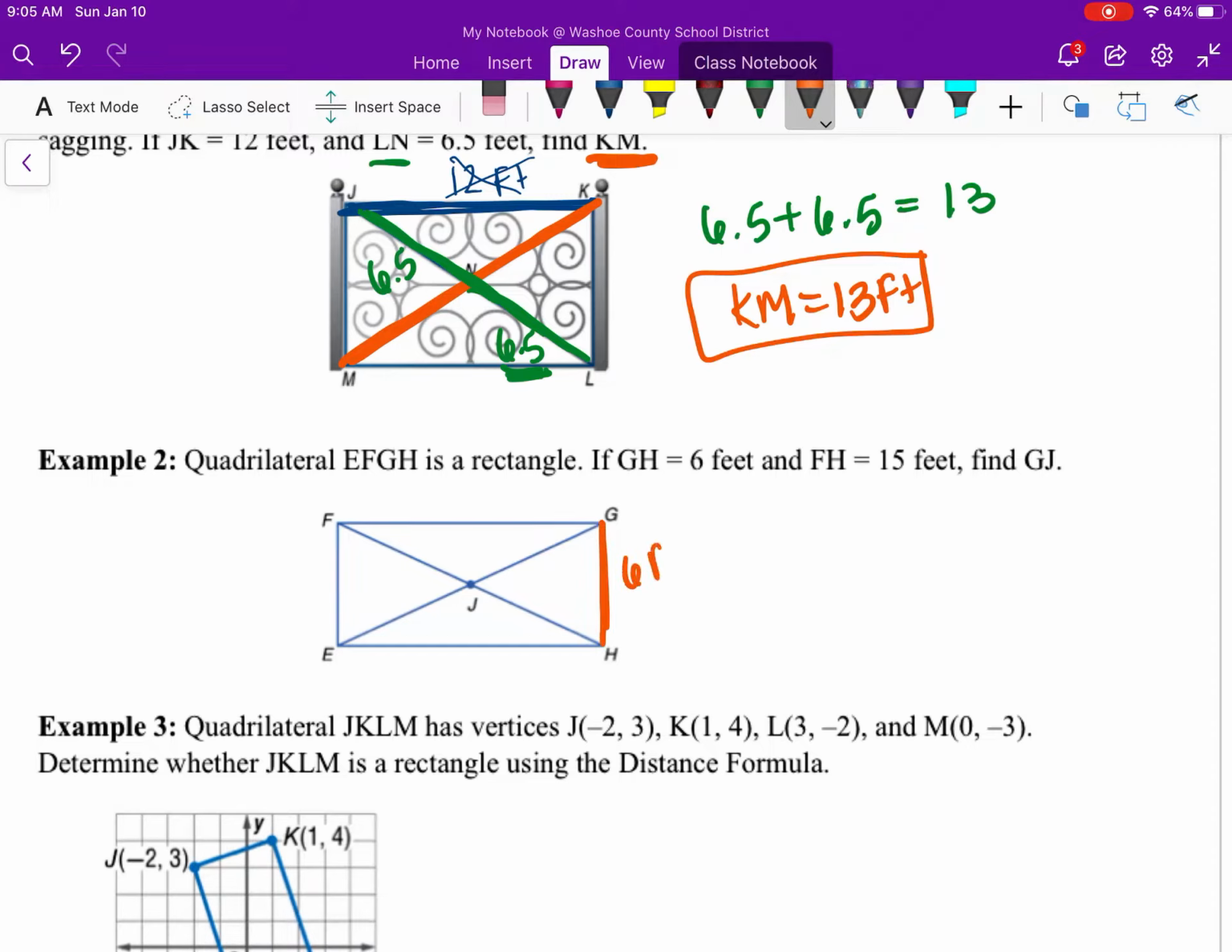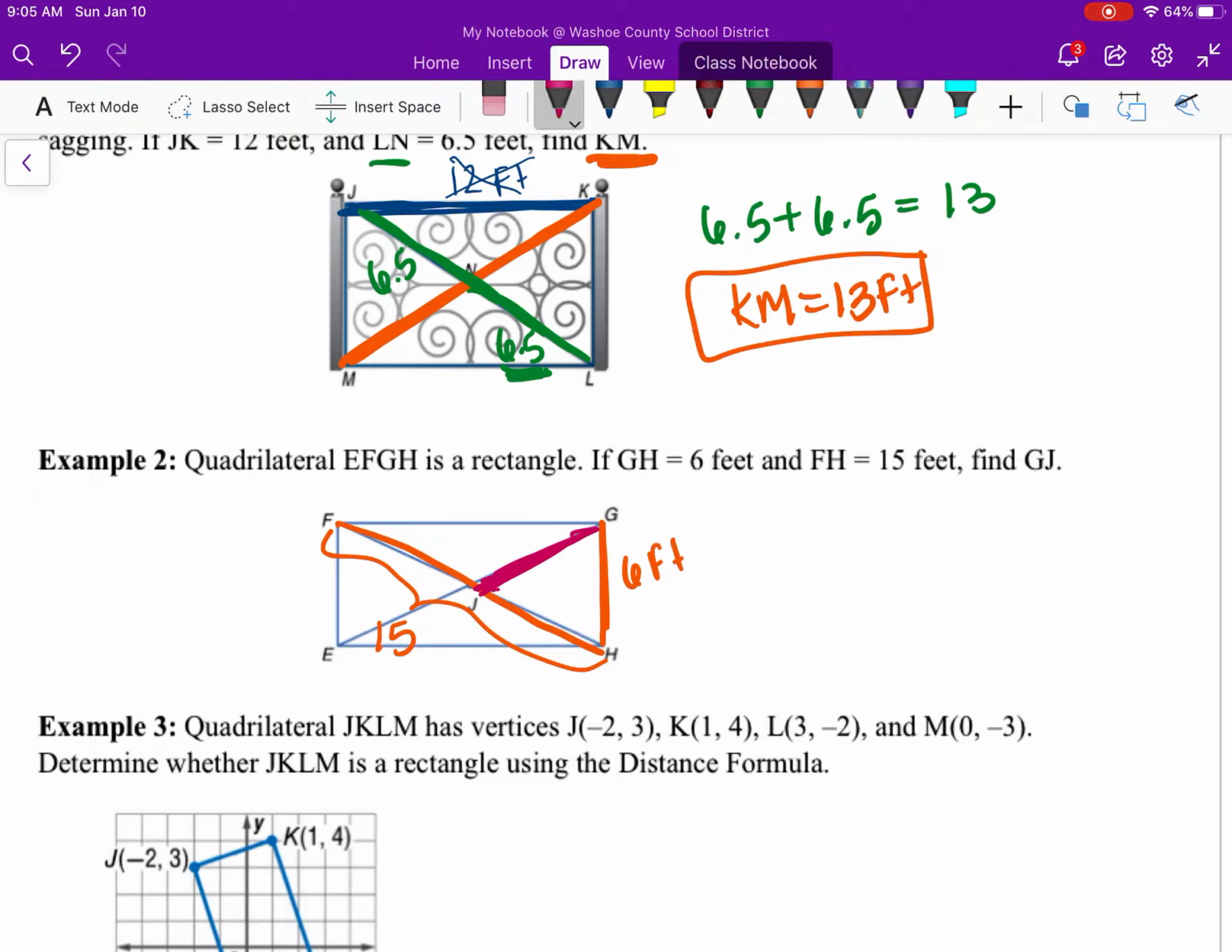Then the next one we have is EFGH is a rectangle. If GH is 6 feet, so this is 6, and FH is 15, and now I'm looking for GJ. So this right here. That was bad placement for the 15. Okay, so we're looking for this.